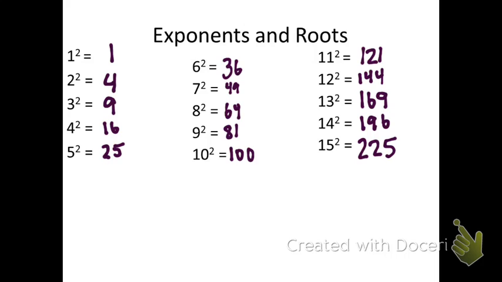I would recommend you go up to 25 times 25 so that you know all your perfect squares so that you could do your math homework more quickly. Because if you recognize numbers, you will go through your math homework much more quickly.